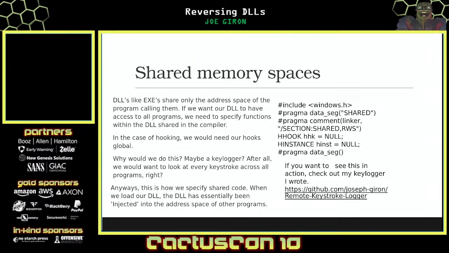Programs try to adhere to the concept of "this is my address space, don't mess with it." So with DLL files, we can actually bypass this by including what's called our own shared segment. If you instantiate your program in a particular way and include the little shared section, your DLL file can now run in the address space of other programs or the entire system.